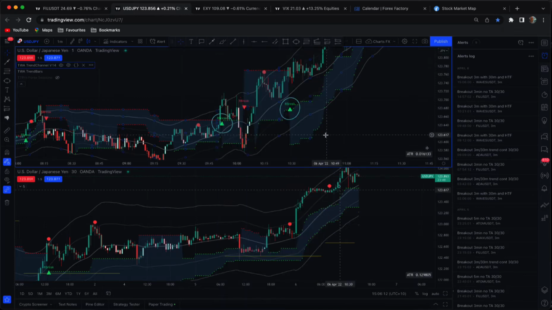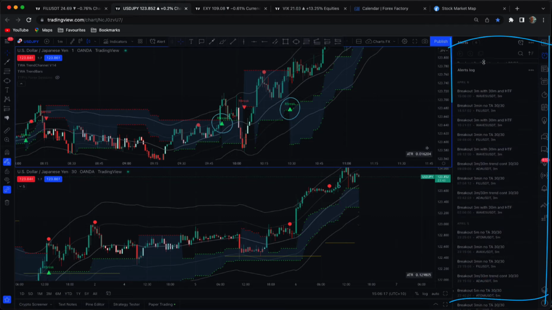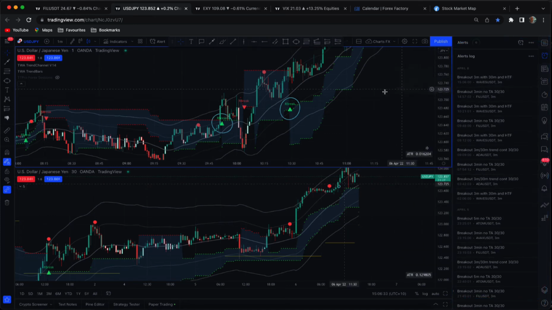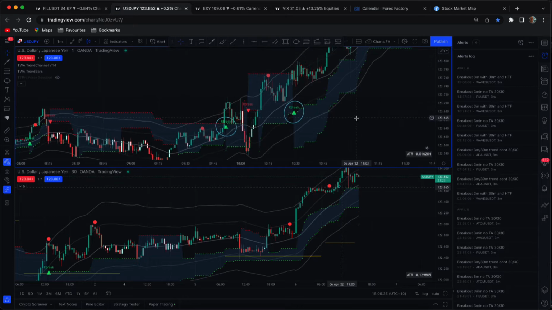I want this alert. And what happens is the alert's going to fire in the alerts log over here on the right. If you click on this little clock, you'll open up the alerts and the alerts log. As you can see, we've got a whole bunch of these going off, mainly crypto at the moment, and I'm just starting to set up my Forex alerts.